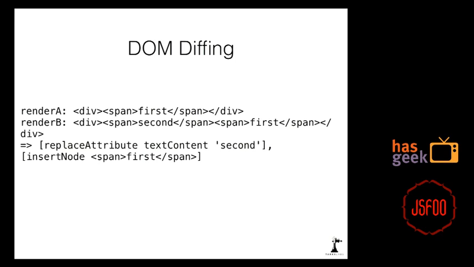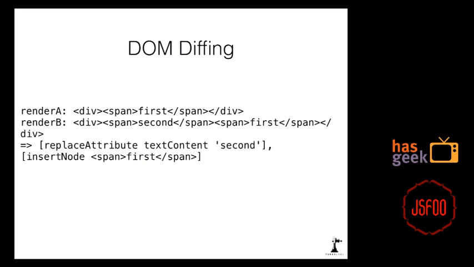For example, say this has span 0, and this is also span 0, and this is span 1. It knows that, hey, I have a span 0 already here, so I don't have to touch it. I just need to do only one insert node on the span with key 1. So instead of two DOM operations, it will just be one DOM operation.